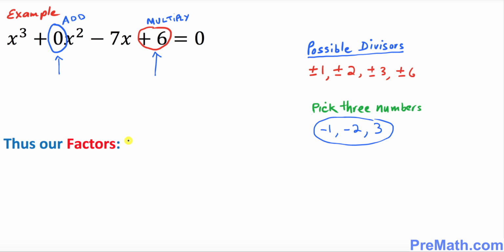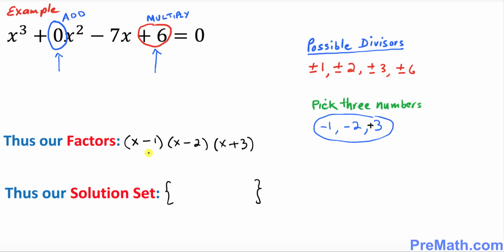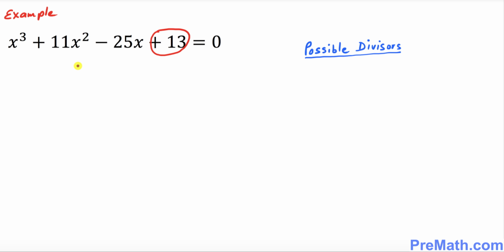So thus our factor is gonna be simply, you just put in a parentheses x and then -1, you just put down -1, whatever that number is, and then x minus 2, and then x, and this is a positive 3. So these are your factors. And finally our solution set is gonna be whatever you got in these factors, you just change the signs. So this -1 becomes positive 1, this -2 becomes positive 2, and this positive 3 becomes -3, and that is our answer.